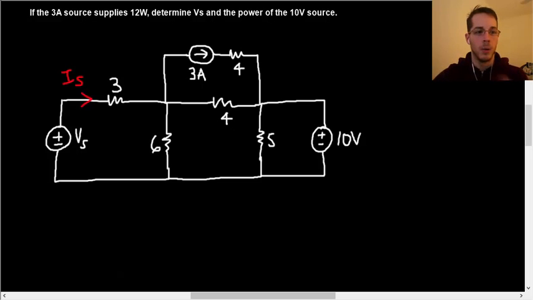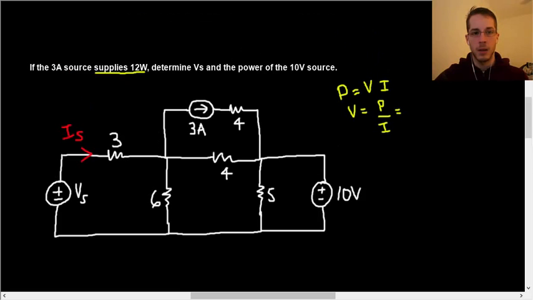Okay, so one of the first hints in this problem is that it tells you that the 3 amp source supplies 12 watts. So P is equal to VI. Well, we know P, and we know I because it's a 3 amp current source. So V is going to be P over I. And now they say that this thing supplies 12 watts. So our P, our power, is going to be negative. If they had said absorb 12 watts, we would use positive 12. So negative 12 because they say supplies 12 watts over 3 amps, or just negative 4 volts.